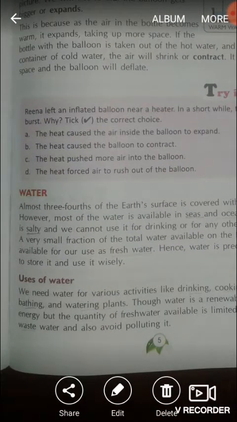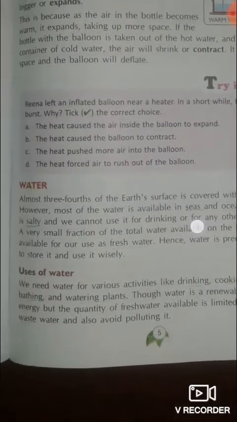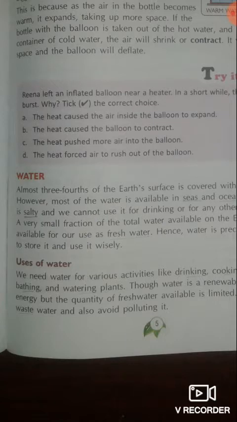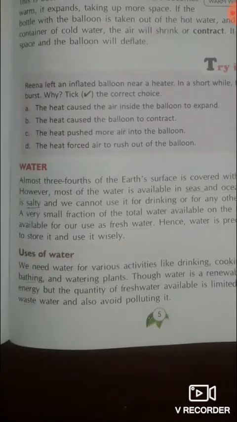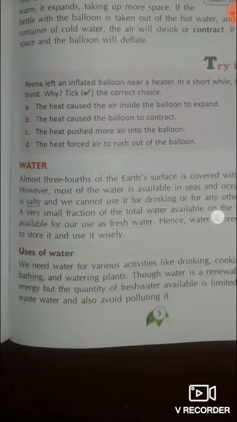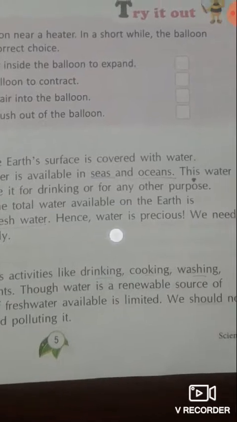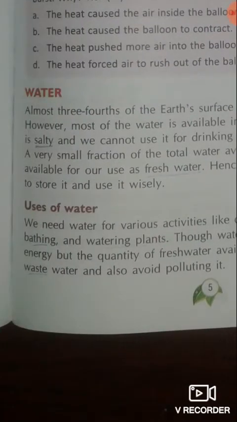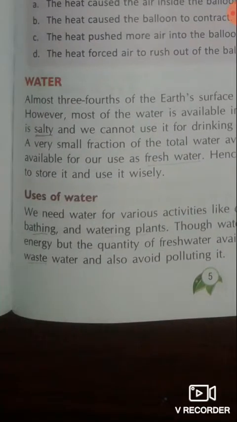Next topic is water. You already know about water. Almost 3/4 of the earth's surface is covered with water. Most of the water is in the sea and ocean, so this water is salty and cannot be drunk, or it is not useful. But a very small amount of water is available on the earth which is useful for us. Hence water is precious, and we should store it and use it wisely.